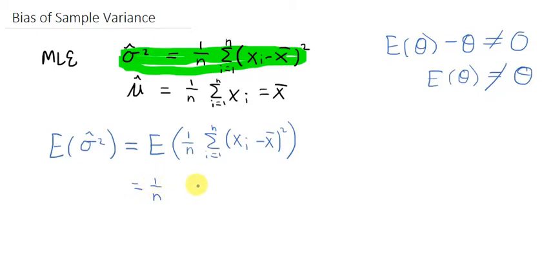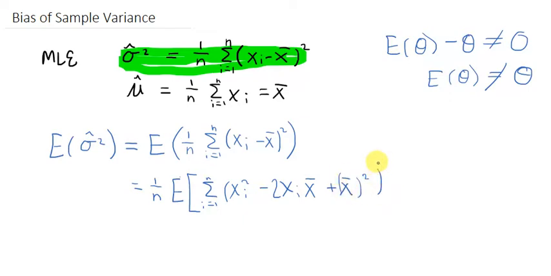And 1 over n comes out. It's a property of expected values. Now, because of this square term, we actually have to factor out what's inside the parentheses. So this becomes the expected value of the sum i from 1 to n of xi squared minus 2 xi x bar plus x bar squared, in brackets.